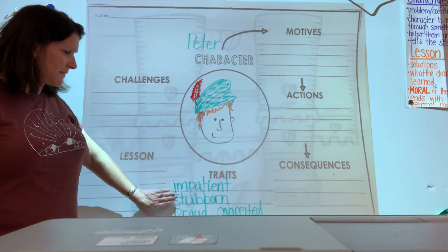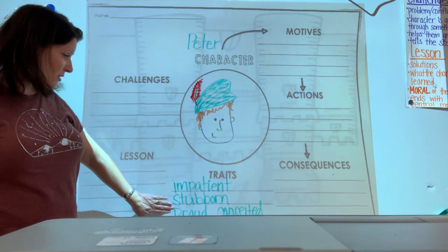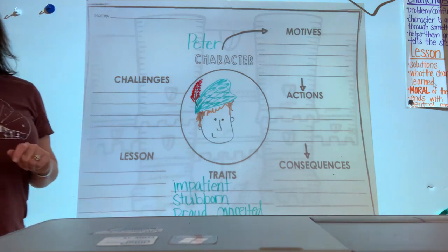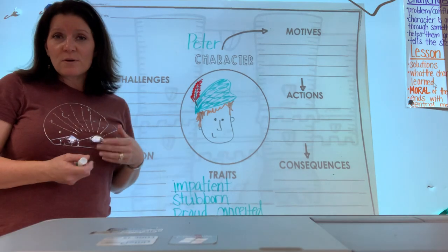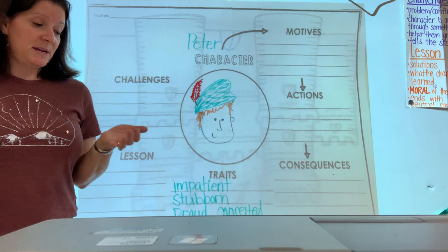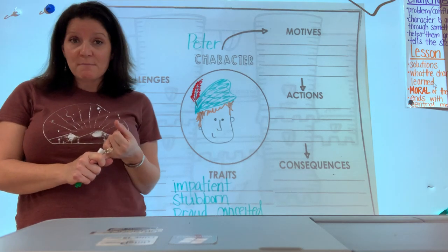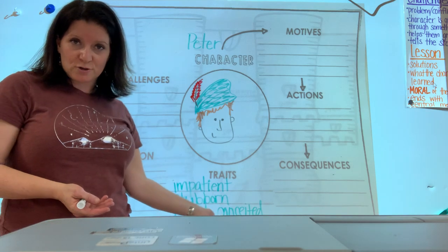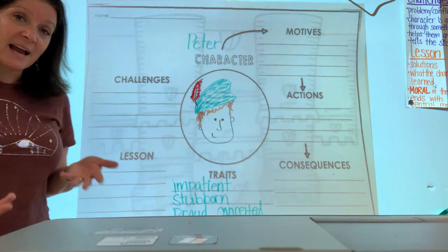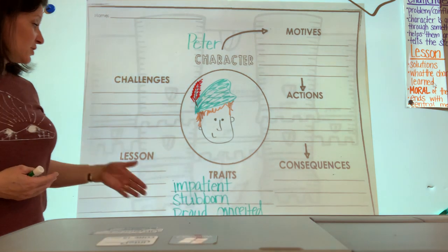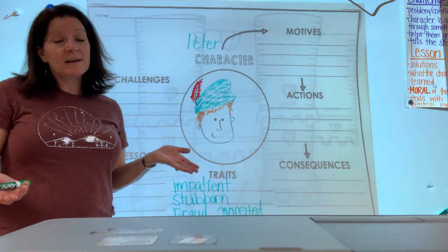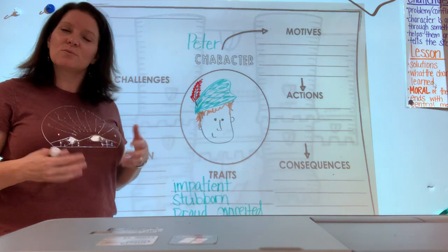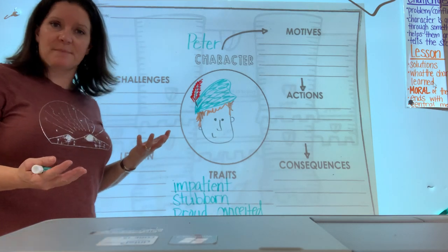So already we have a few traits to describe Peter. He's impatient, he's stubborn, he's proud and conceited. Now, you might know other things about Peter, like you know that he doesn't have a mother. Well, that's a detail about Peter, but it's not a character trait. It doesn't describe what kind of person he is. It describes to us that he's an orphan, but it doesn't describe what he's made of, his character, what his actions reveal about him.